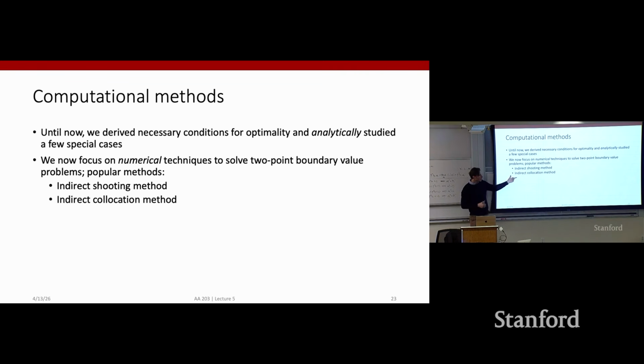Indirect collocation methods, on the other hand, approximate the system dynamics through basis functions, for example, polynomials. And they enforce the dynamics and the boundary conditions at some specific points, which are called collocation points. Don't read too much into this, but if you want to open the box of how these numerical solvers typically operate, they're either implementing a shooting method or a collocation method.